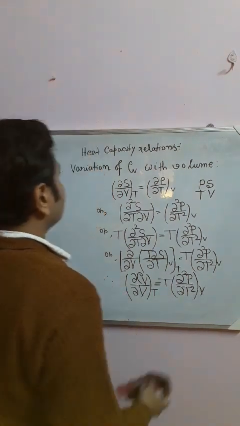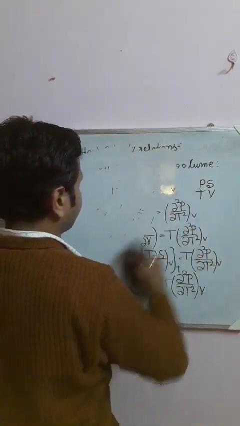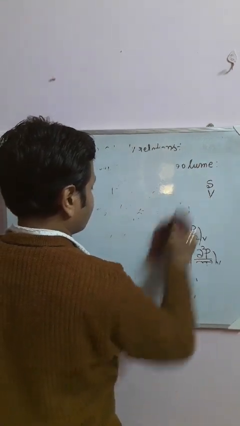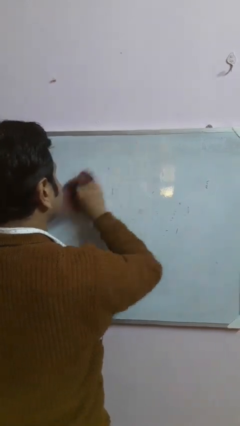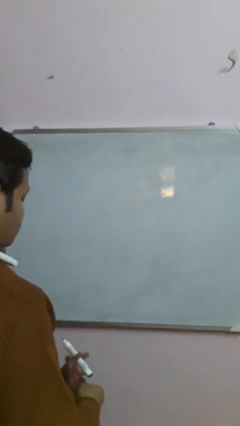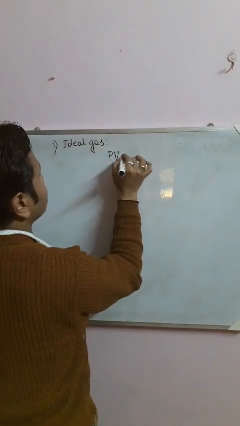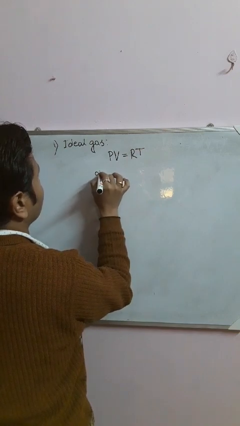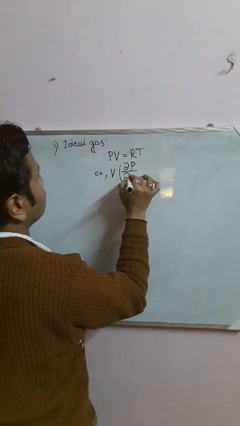Okay. So let us check what happens in the case of different gases. First of all we take the ideal gas. We all know for 1 mole of ideal gas PV equals RT. So differentiate this with respect to T keeping volume constant.